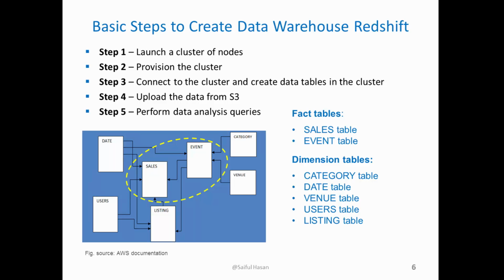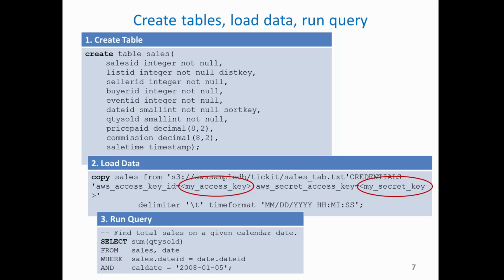You could create a data warehouse in Redshift in five fairly simple steps. You launch the cluster, you provision the cluster, you connect to the cluster and create data tables within the cluster, you upload the data from S3, and then you perform your data analysis queries. That's it. In our case, we used available data about sales transactions of a series of events that has 2 fact tables and 5 dimension tables, as shown in the slide.